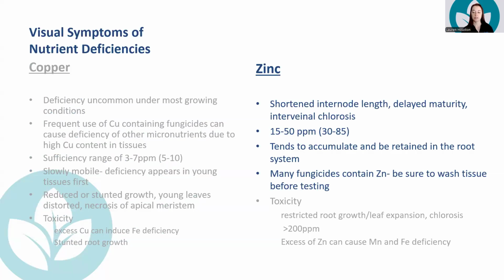Next is zinc. Zinc deficiency results in shortened internode length, delayed maturity, and interveinal chlorosis. Zinc deficiency in plants can also be difficult to test for in crops that have been treated with fungicides. Many fungicide products contain zinc because zinc is really good at battling those fungi and pathogens that will attack your plants. So if you do suspect that you have a zinc deficiency, be sure to wash your plant tissues before submitting them to a lab for analysis, as those fungicide products will show higher levels of zinc than may actually be present in the plant tissues.